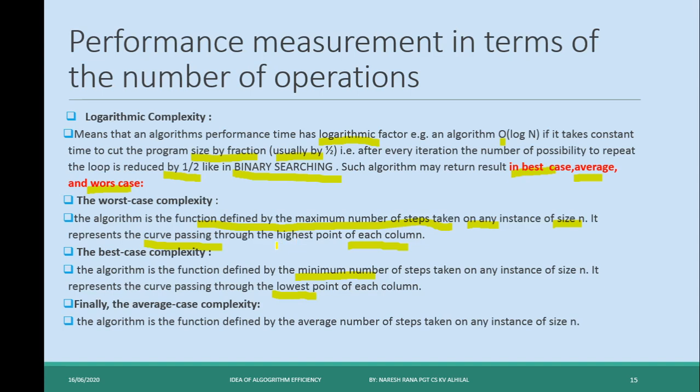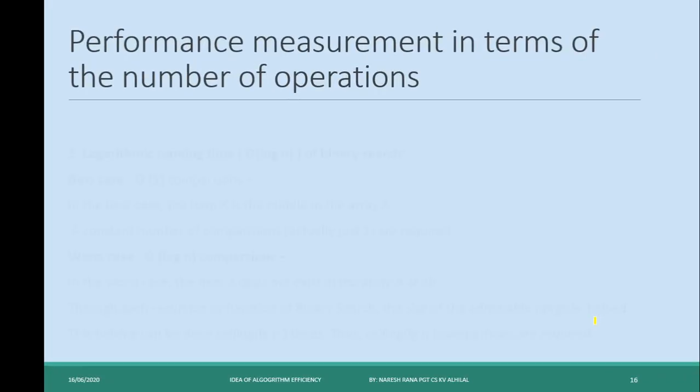In this case, worst case is the highest point. Finally, the average case complexity of the algorithm is the function defined by the average number of steps on any instance of size n.